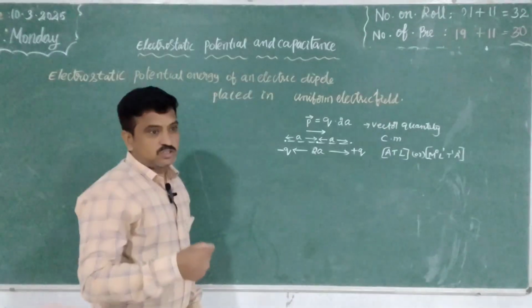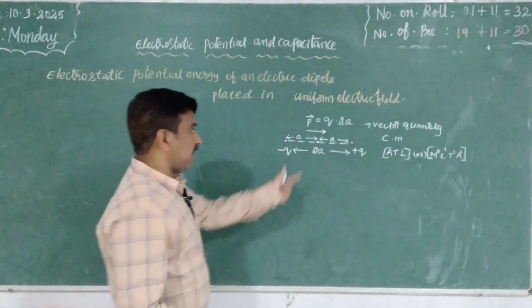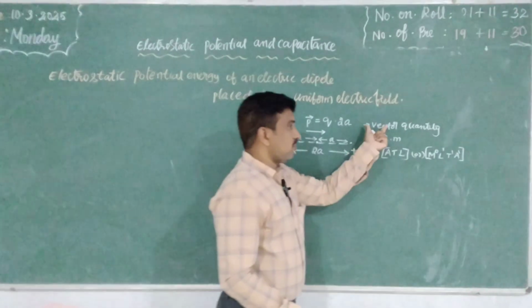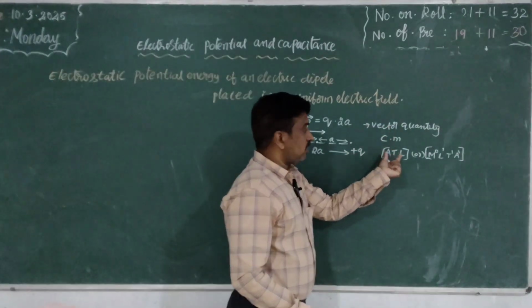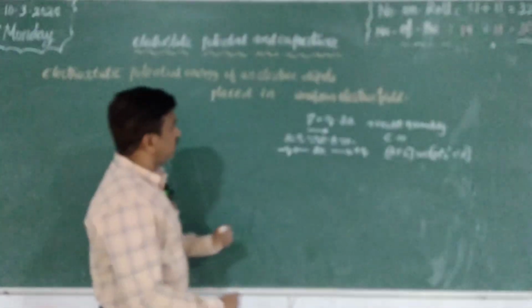So, electric dipole means two equal and opposite charges which are separated by a very small distance. We call it an electric dipole. Electric dipole moment is the product of charge and the length between them. It is a vector quantity. Coulomb meter is the unit. Dimensional formula is M power 0, L power 1, T power 1, A power 1. So this is the basic information.